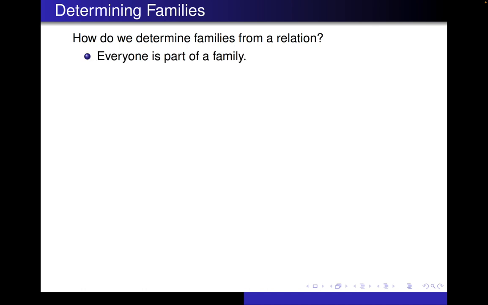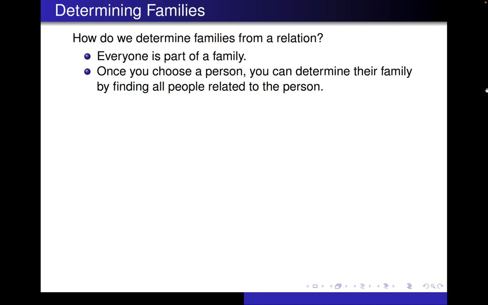Well, the one thing, and this seems like an obvious observation, is that every person is part of a family. So once you've chosen a person, you've chosen a person who's part of a given family. Now, once you choose some random person, what you can do is figure out who their family is by finding all the people related to the person. So if you imagine this room of people, you pick a random person, you ask, hey, is there anybody in the room who's in the same family as this person? All the people in their family will come together, and then they'll group together as a family.